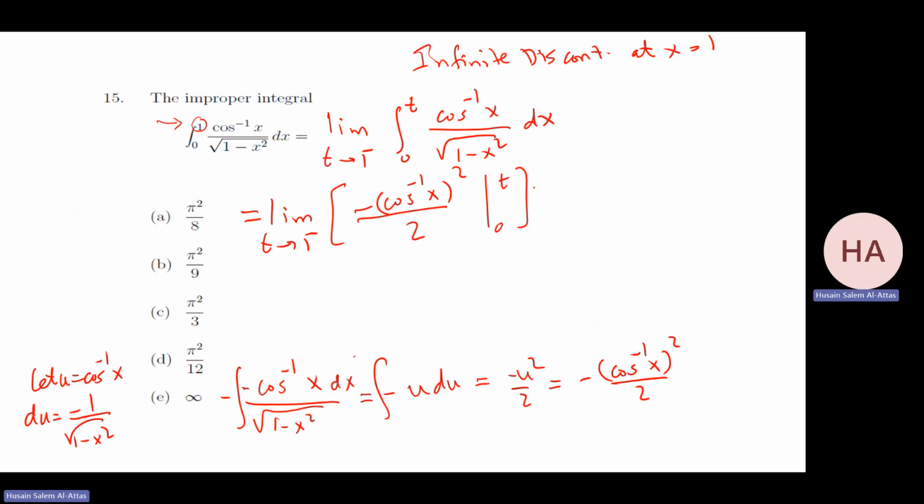Yeah, that gives me the limit as t goes to 1 from the left of minus cosine inverse t squared over 2, minus cosine inverse of 0, which is pi over 2. So that will be minus pi over 2 squared over 2.